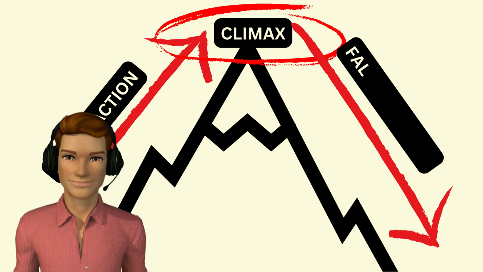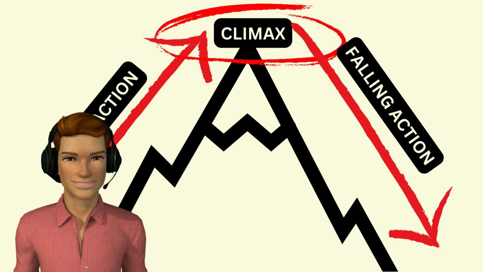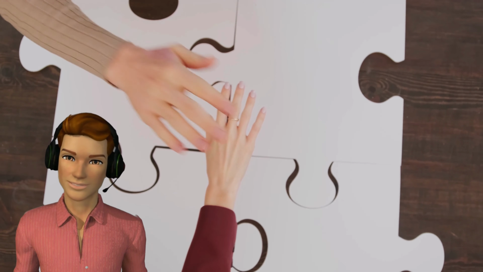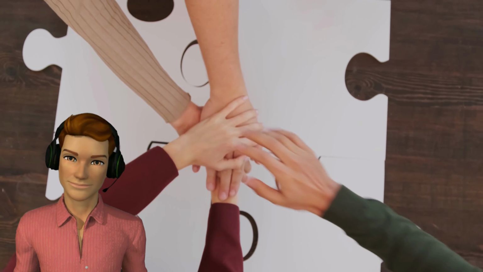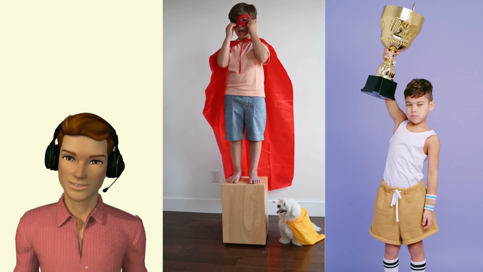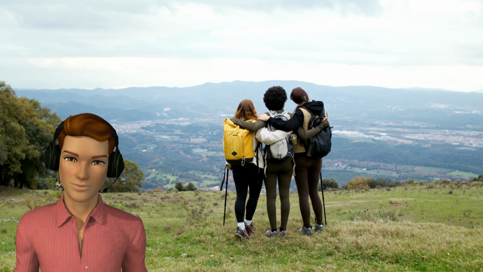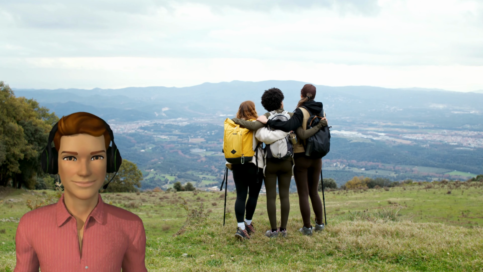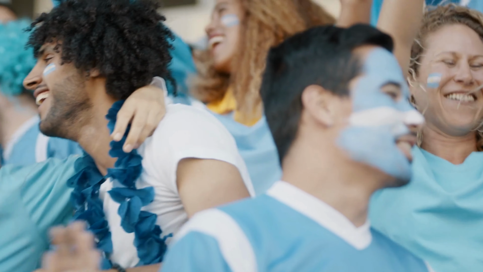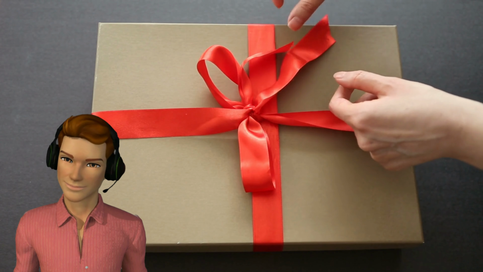After the climax, the story starts to wind down. The falling action shows the results of the big moment and ties up loose ends. Think of it like the roller coaster slowing down as it returns to the station. Characters might celebrate a victory, solve remaining problems, or reflect on what they've learned. For example, after winning the big game, a team might hug, cheer, or carry their coach off the field. This part gives readers a satisfying wrap-up before the story ends.